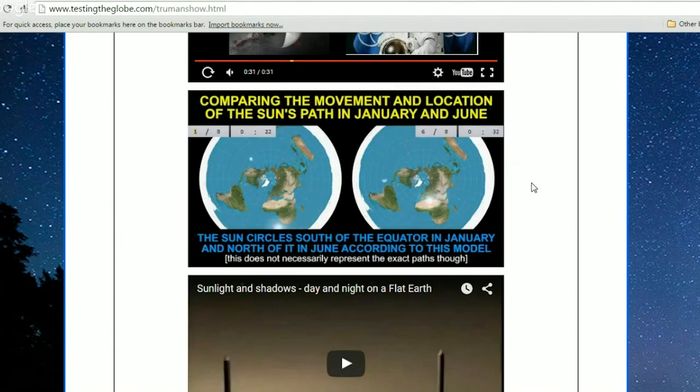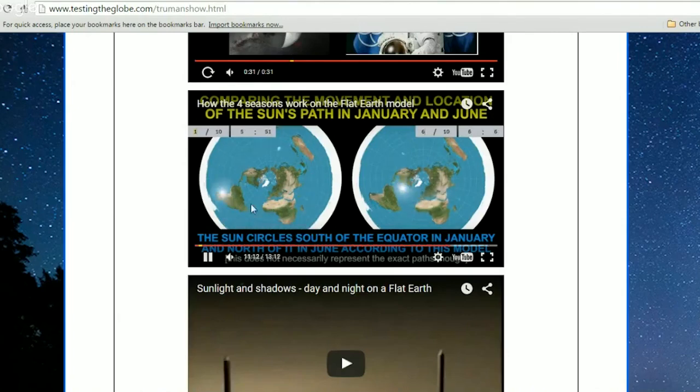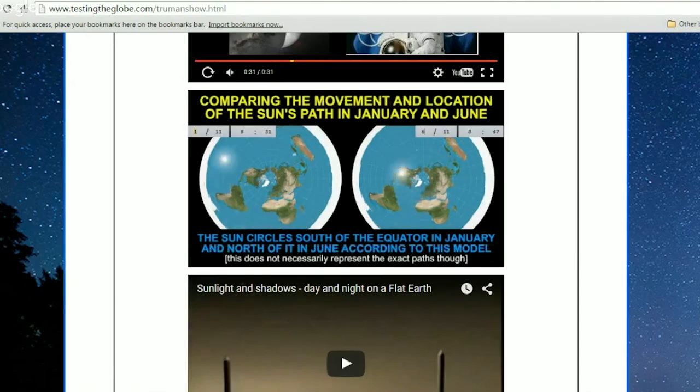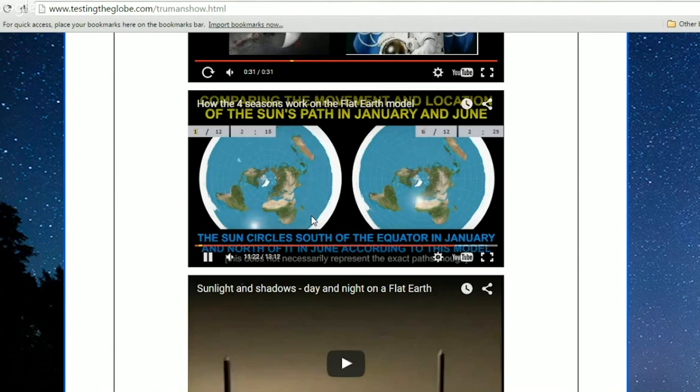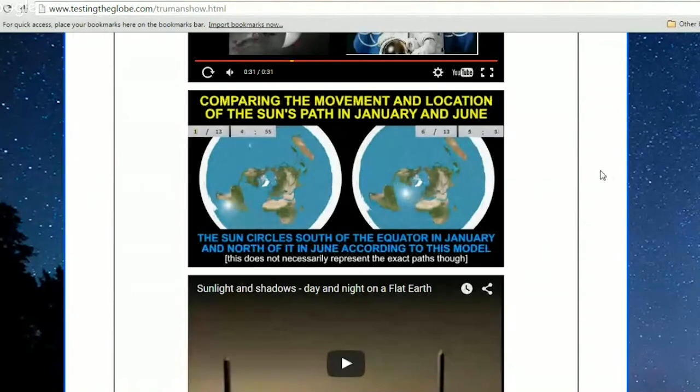But in June, the sun is on a much tighter circular path, closer to what we would call the North Pole. And in January, it's further out on a much wider circular path, closer to what we call the South Pole or the Antarctic region. And of course, in order for it to do that on a wider circle, it has to be going faster to maintain the same hour and minute pace that it's doing when it's on the inner circuit.